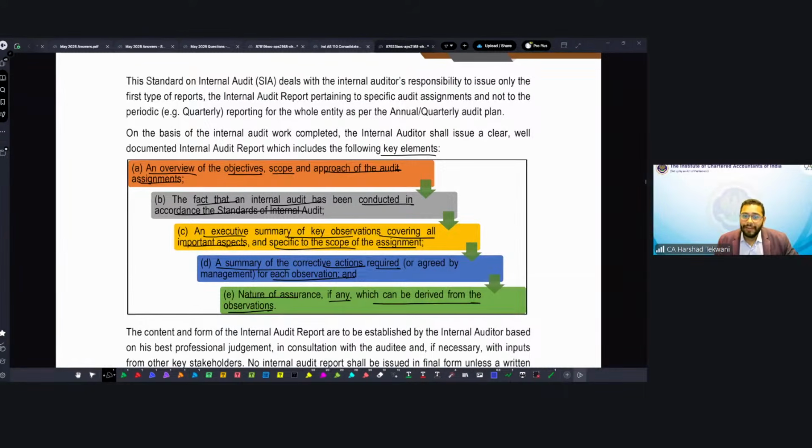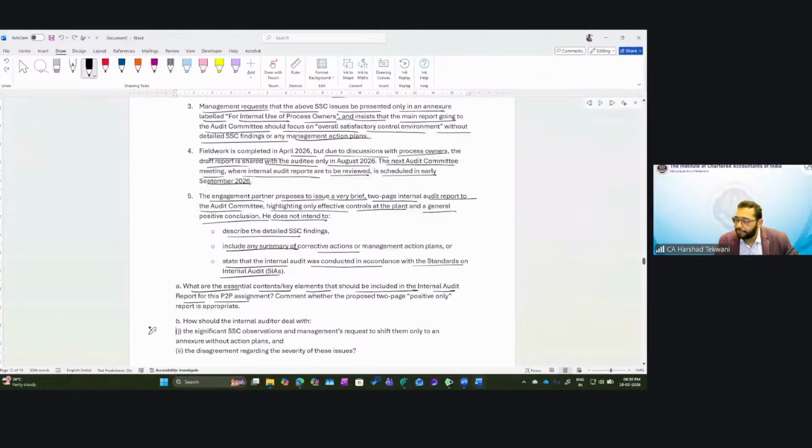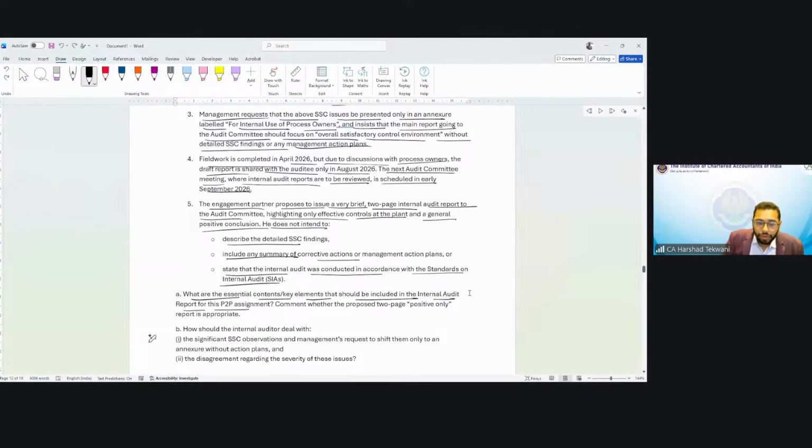Now, second was to comment whether the proposed 2-page positive only report is appropriate. Now, we will see what is there in the positive only report and why it is not appropriate. Okay, so this is the positive only report. A very brief, 2-page internal audit report, which is highlighting only effective controls at the plant and a general positive conclusion. And it does not have these things, so these items are missing.